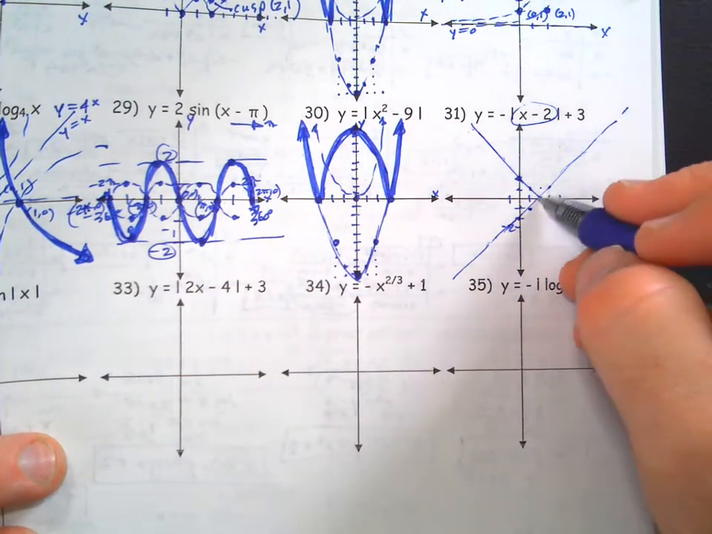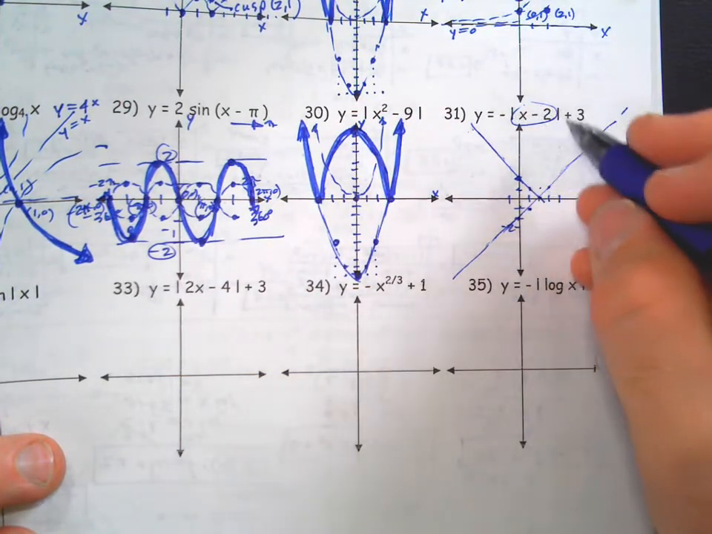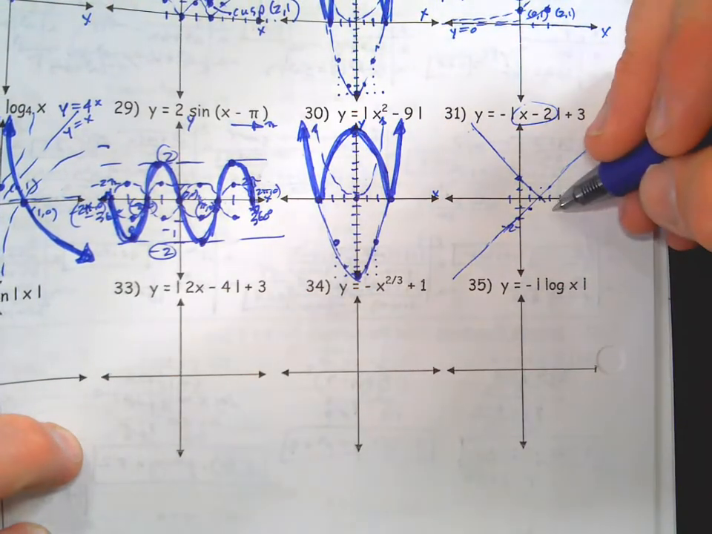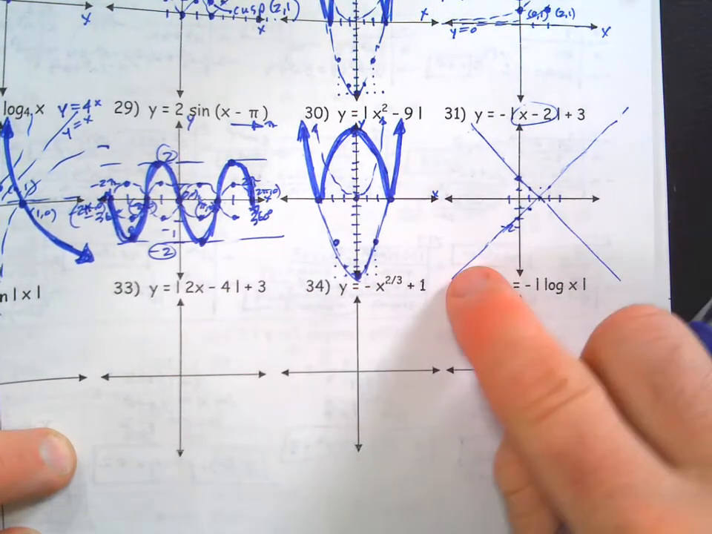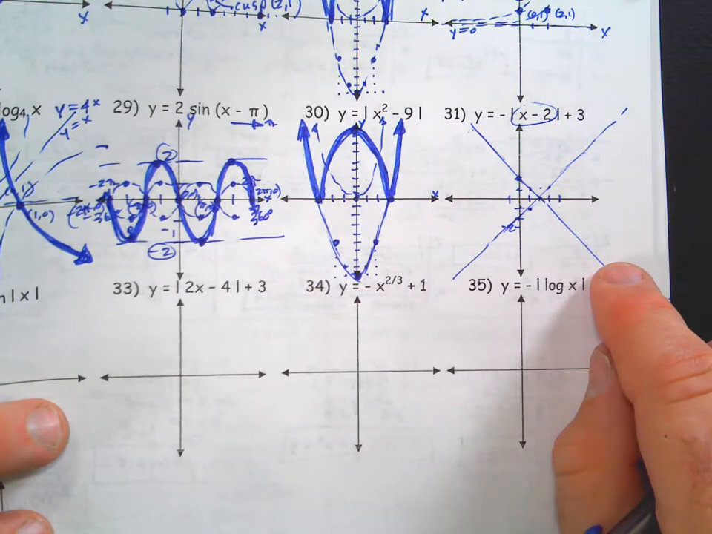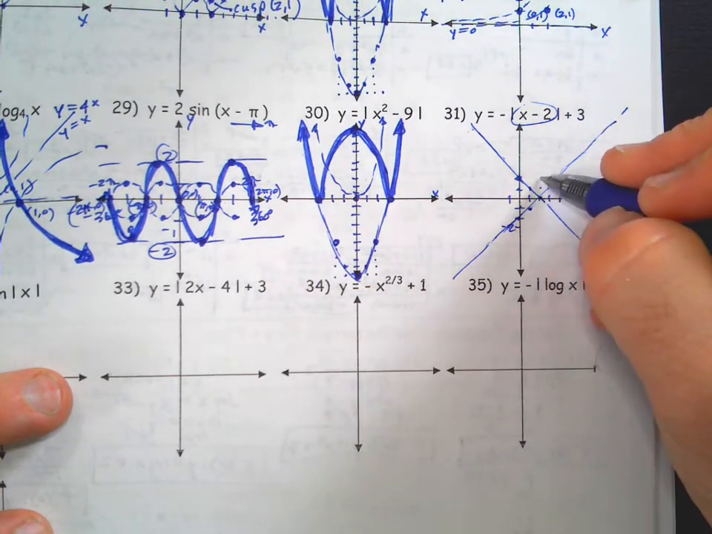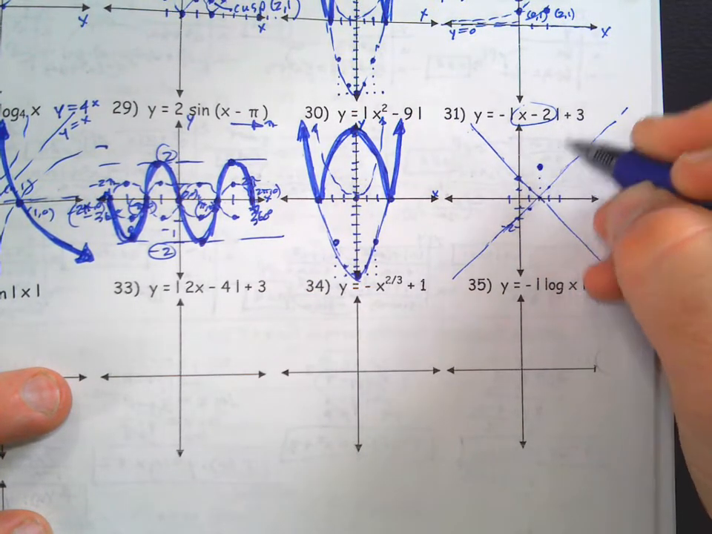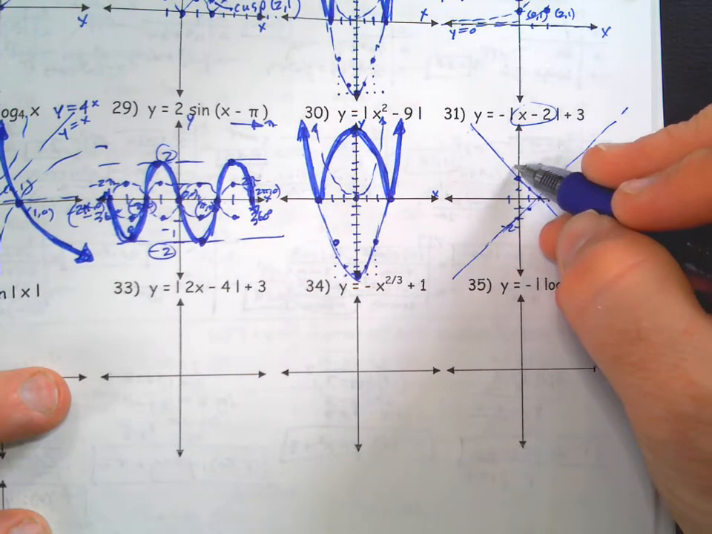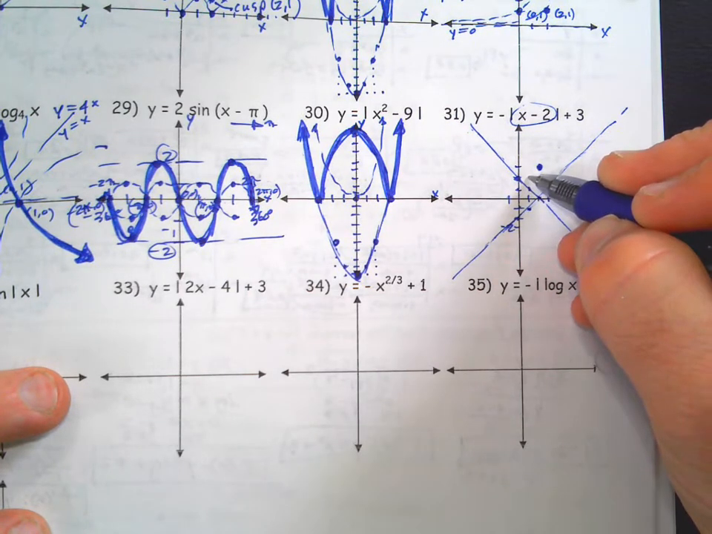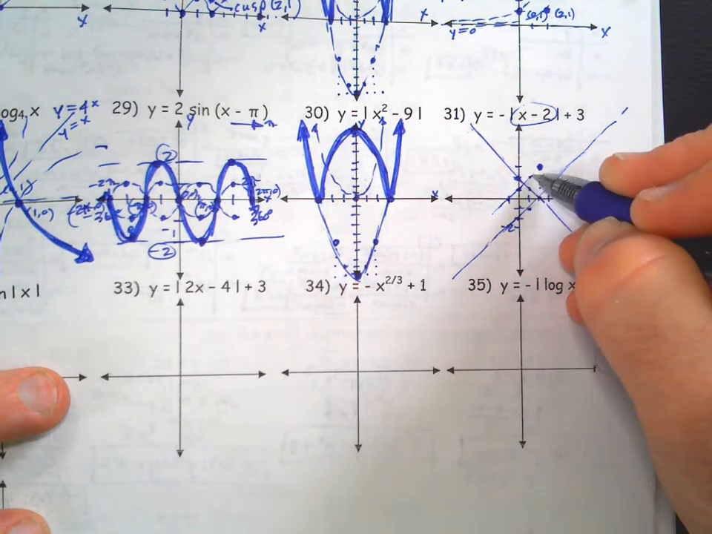And the negative flips it upside down. So now it's the upside down V graph. The 3 moves it up 3. So down 1 over 1, down 1 over 1, down 1 over 1.